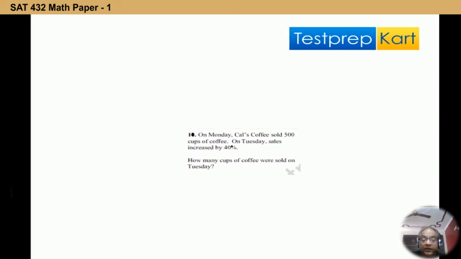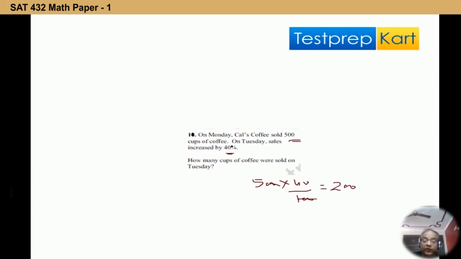Now Monday, Cal's Coffee sold 500 cups. On Tuesday, it increased by 40%. How many cups of coffee were sold on Tuesday? So if you take 40% of 500, what will it be? It will be actually 500 into 40 divided by 100. That is the increase, right? So 0 you can cancel here. So it is 200.